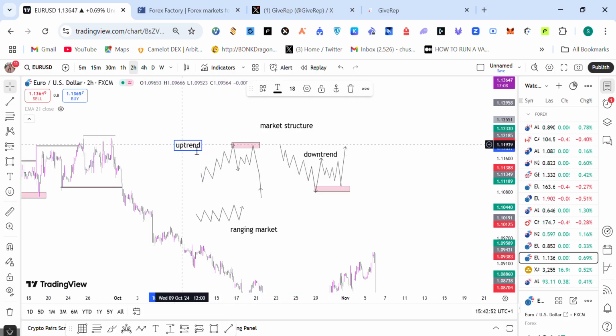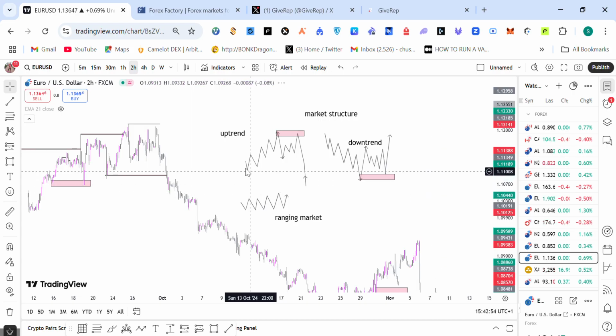So for uptrend, we have this type of structure. Market comes down, goes and breaks this structure, retraces down again, breaks this structure, retraces down and goes to break structure, retraces down, then breaks structure again. This is an uptrend market.